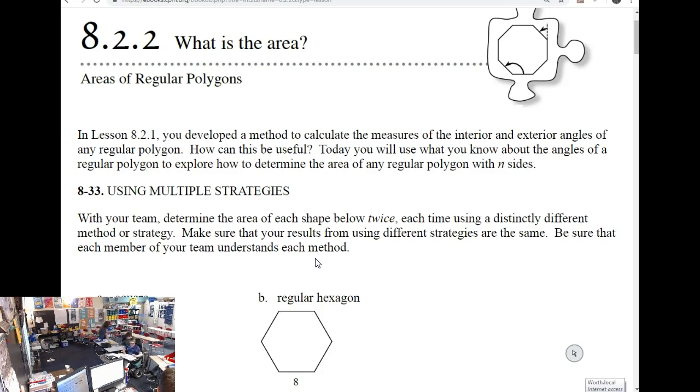Get out some graph paper. Get ready to work. Will we need the interior angle sum of polygons resource page thing? Yes. Yeah, I don't really think so, actually.